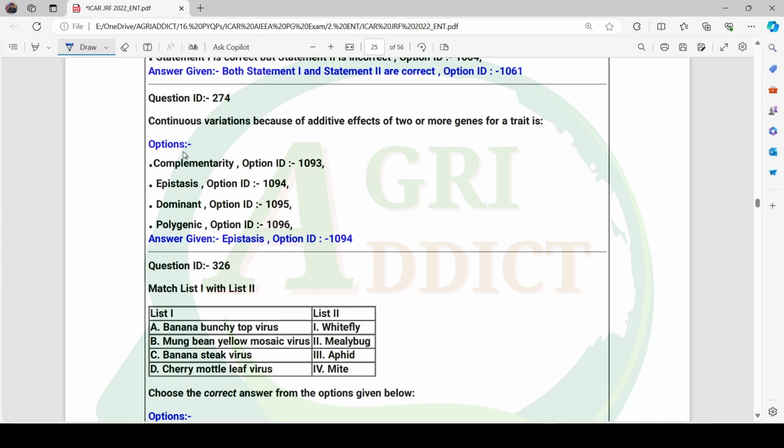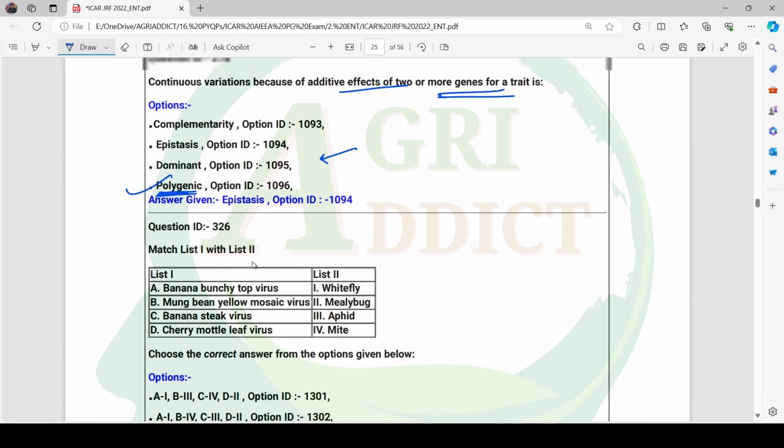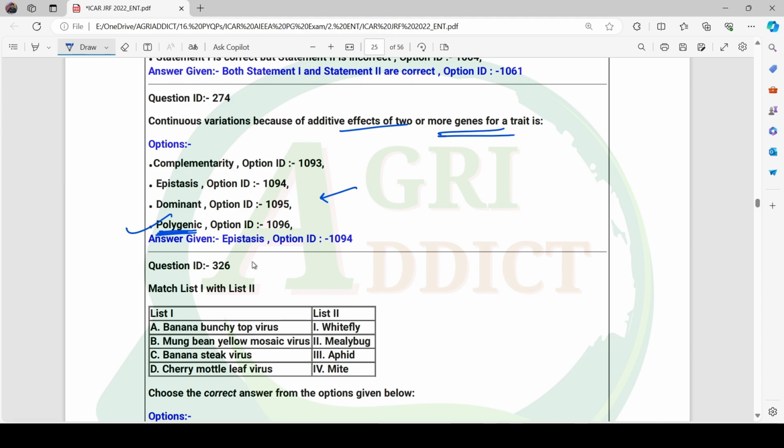Now next question is from genetics, that is continuous variation because of additive effects of two or more genes for a trait. It is a very simple question, epistasis. Actually this should not be epistasis. Their answer was given wrong. It should be polygenic because it's the additive effect of two or more genes on a trait. So polygenic is the correct answer. Actually the answer in the answer key was given wrong. In epistasis, one gene will suppress the effect of another gene.